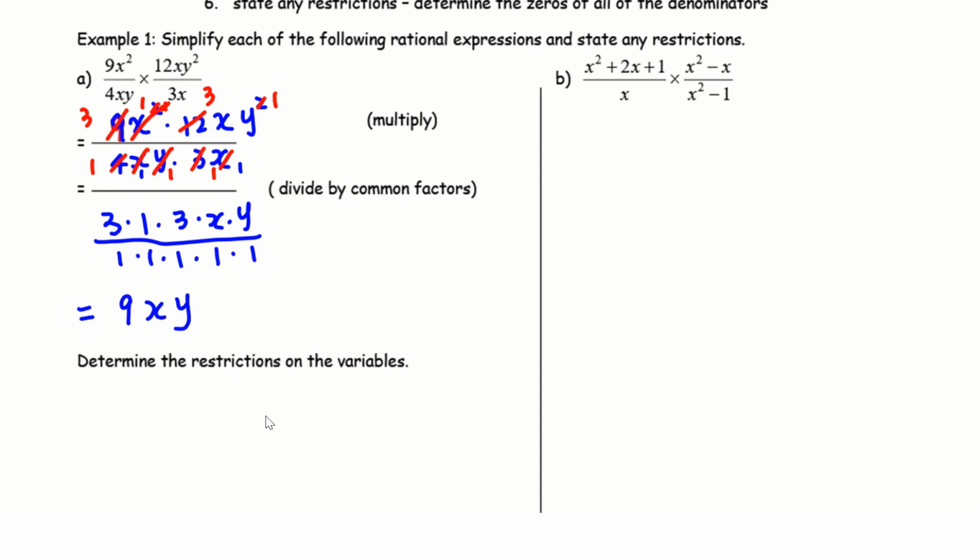So what we have done is, I will repeat what we did. 9x squared times 12xy squared, then 4xy, 3x. So what we did is get rid of all the numbers. So 9, 12, 4, 3, we cancel all the numbers out.